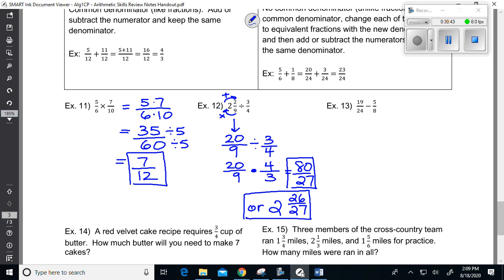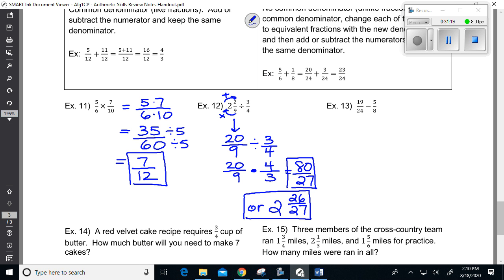All right, problem 13. 19 over 24 minus 5 over 8. Can I subtract these fractions right now? No, why not? They're different denominators. So you cannot subtract until the denominators are the same. So now let's force them to be the same.